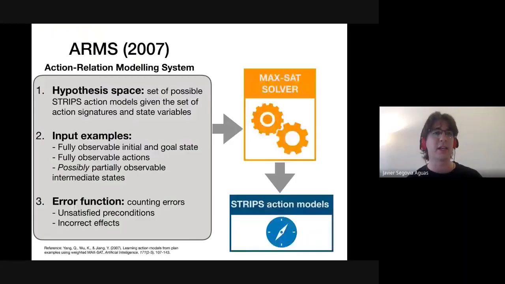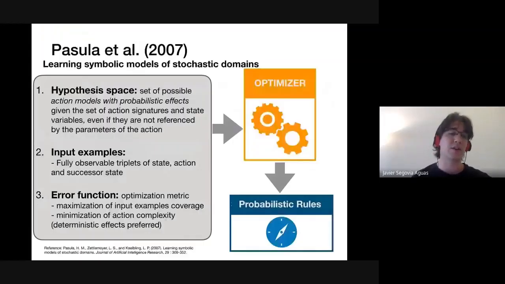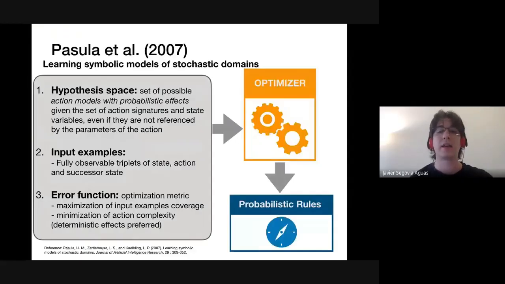We don't have time in this presentation to look through all the details of these systems, but if the slides are shared at some point, you have all the references for each one of them in case you want to check any of them. In the same year, there is another paper related to a stochastic domain. Instead of learning STRIPS action models, it learned action models with probabilistic effects by observing these triplets. And instead of counting errors, it uses an optimization metric. So you use an optimizer and learn the probabilistic rules of the domain.